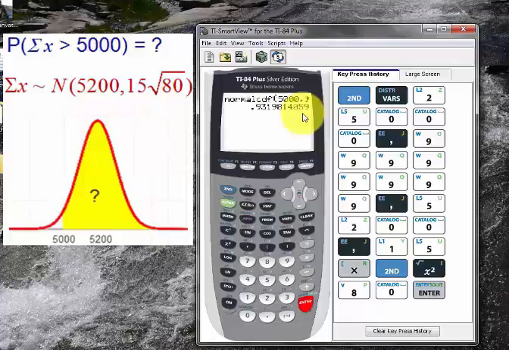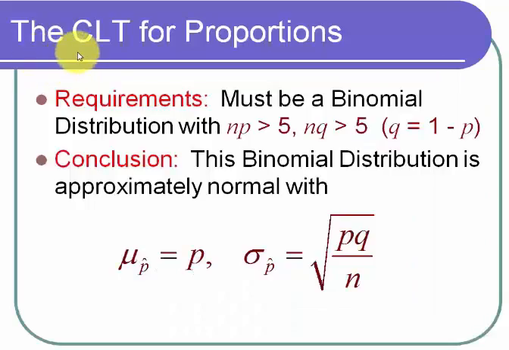Okay, now let's talk about, instead of sums, what happens when we have a yes or no question. This is what I call the central limit theorem for proportions. So first, having a sample size greater than 30 is not enough. We don't need a sample size greater than 30.